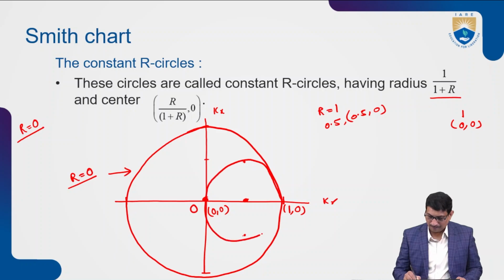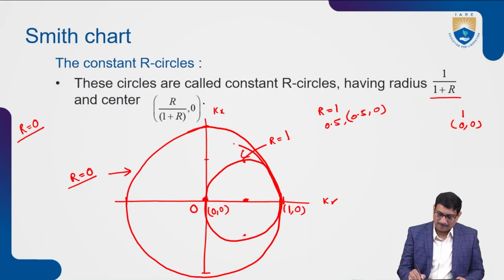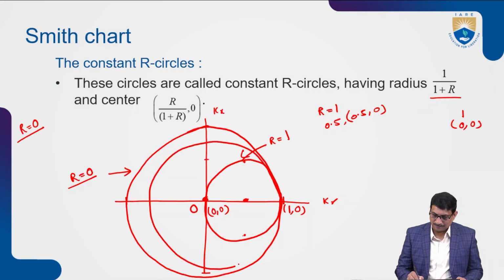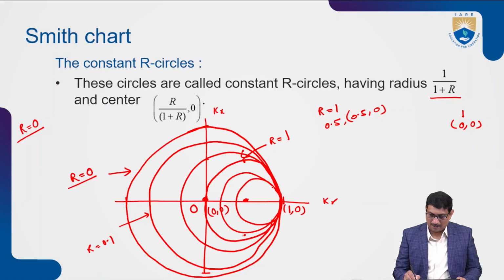This is the R equal to 1 circle. If I take R equal to 0.5, I get this circle. This is R equal to 0.5, 0.1, assume that. This is R equal to 1, this is R equal to 2, R equal to 5, R equal to 10, R equal to 20, R equal to 50, R equal to 100.